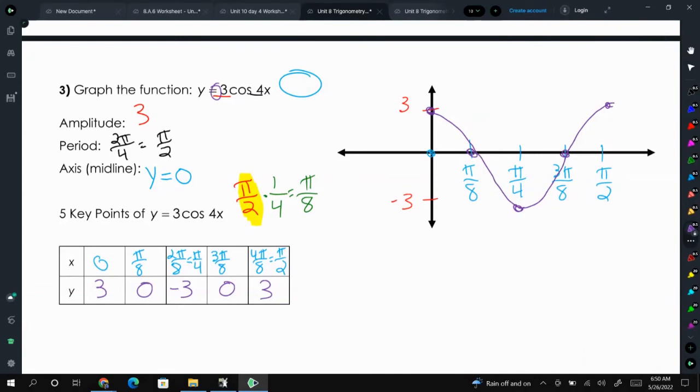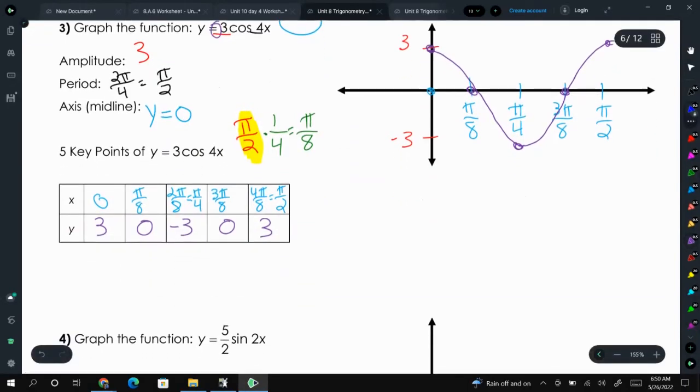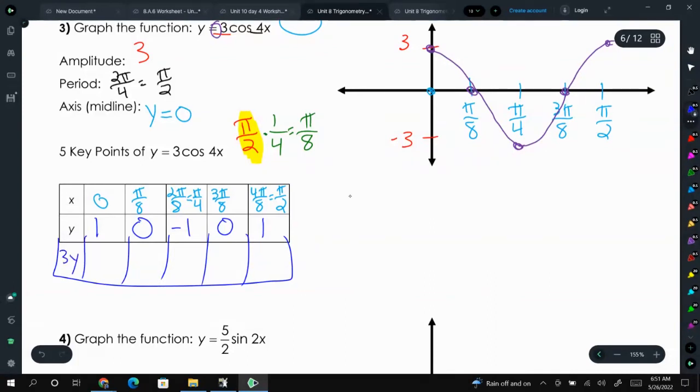Now it will get a little bit more complicated when we're shifting up and down and then left and right as well. You'll see that we're going to have another table to help us out with that. Remember yesterday what I had done is I would do the normal cosine graph and then just did, okay, 3y, and then multiply everything by 3. You don't need to do that, but if it helps you, you're not going to lose anything by doing that.